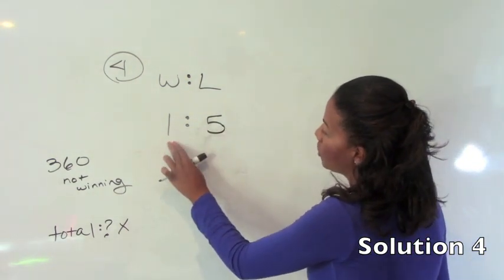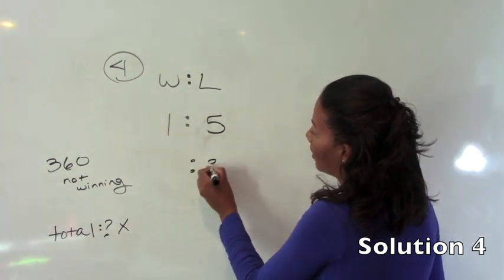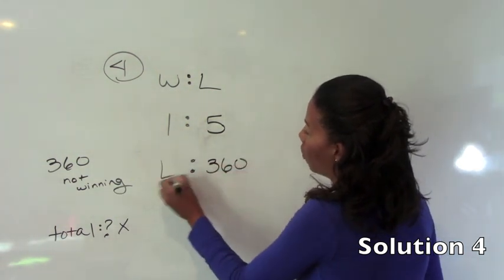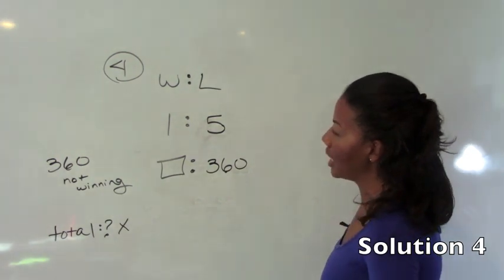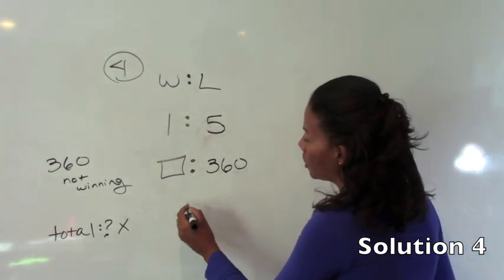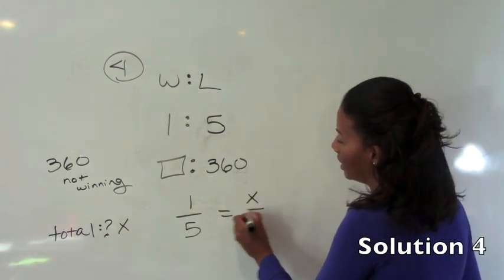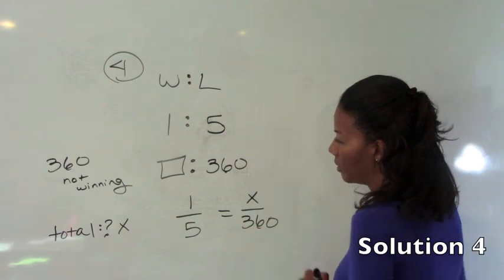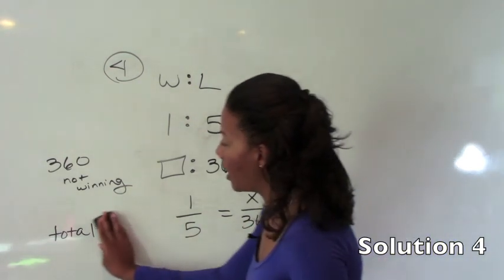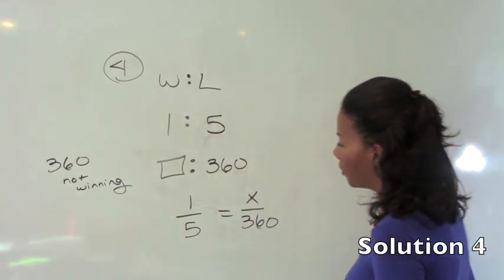If you know that the ratio is 1 to 5, then you know that the actual is 360 to what? Well, in this case, you can actually set up a proportion, because these are two equal ratios. So you can say 1 is to 5 as x is to 360. Notice in this case, your x represents something different.